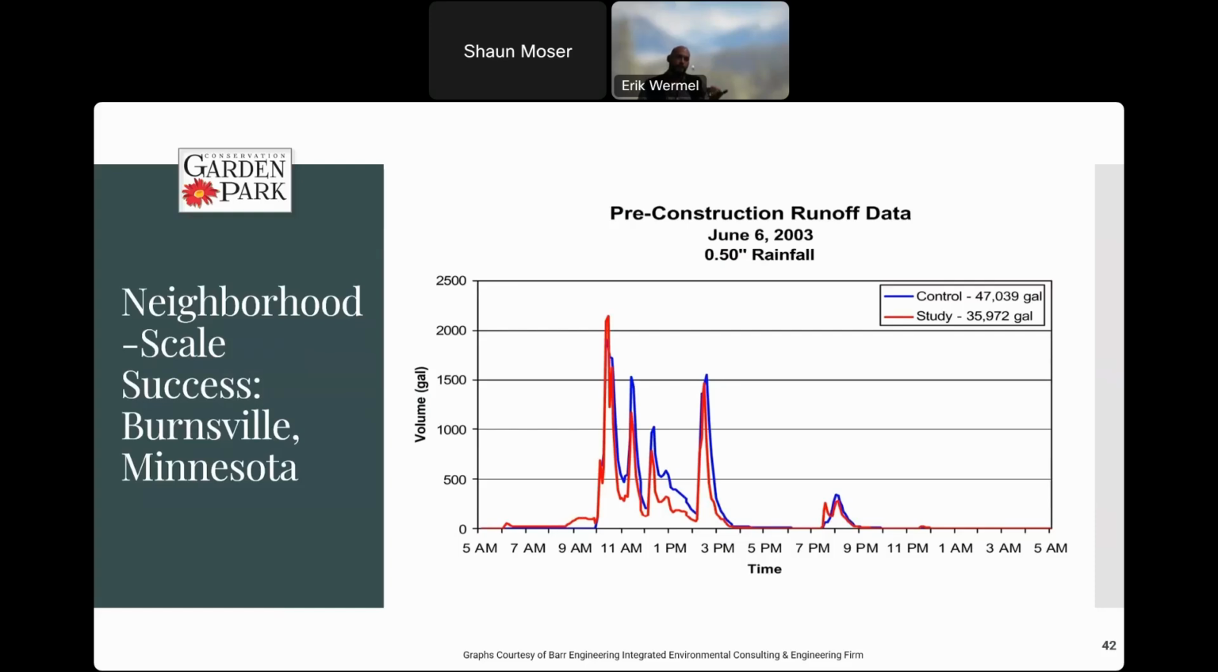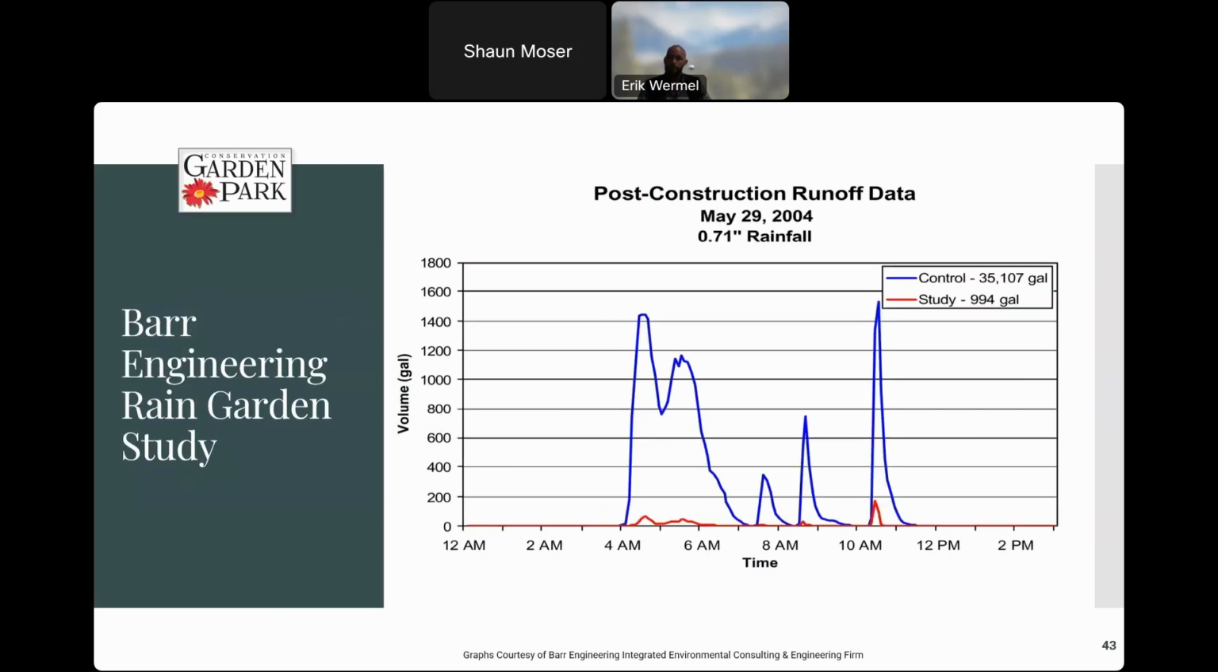They took pre-construction runoff data from the two sites, and they found that runoff was essentially identical. And then after the rain garden installation, the blue there is the control site. The study site is the red. So you can barely see that ticking up on the amount of runoff. They found that the rain gardens trapped over 90%, I think it was almost 98% of the rain. So rather than any of it moving into the storm drains, it was trapped in these homeowners' rain gardens.